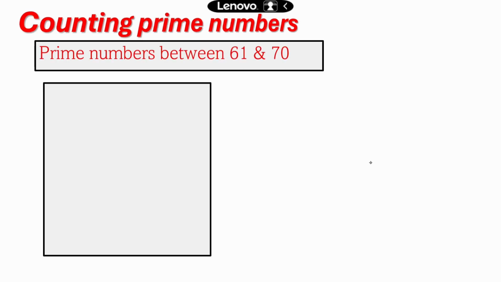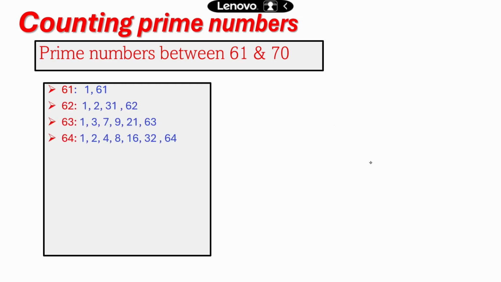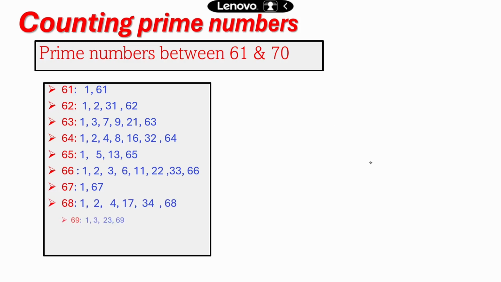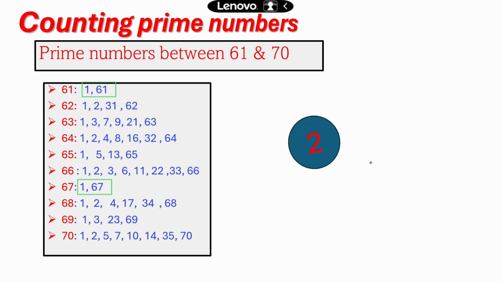We continue up to 100. So we have 61 to 70. We listed all the factors of the numbers and then we highlighted that 61 is prime and 67 is prime. So we have 2 prime numbers between 61 and 70.